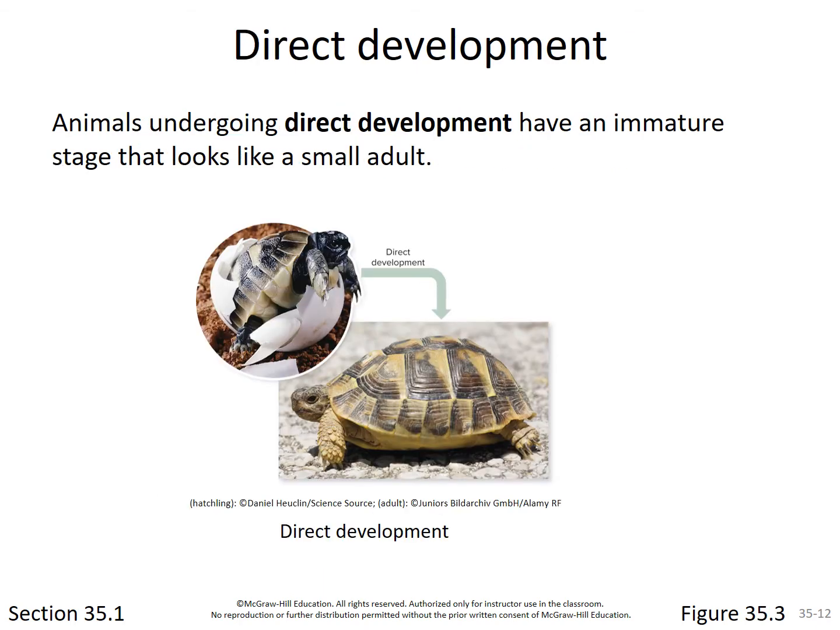With direct development, you have an immature stage that looks maybe not exactly like a small adult, but mostly like a small adult. So turtles are shown here as an example, lizards, dogs, cats, us. I know that babies to us may not look a tremendous amount like adults, but babies look a whole lot more like adults than caterpillars do butterflies. So we are definitely an organism that undergoes direct development.